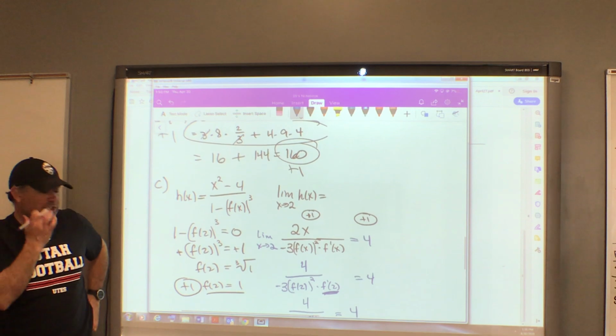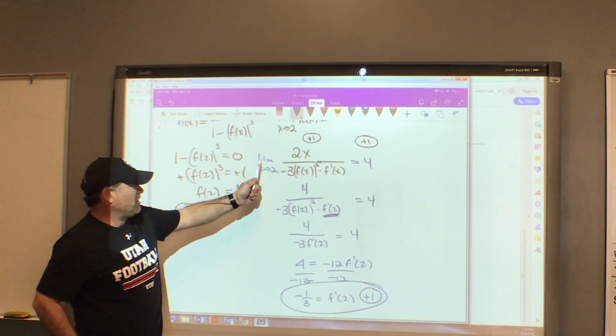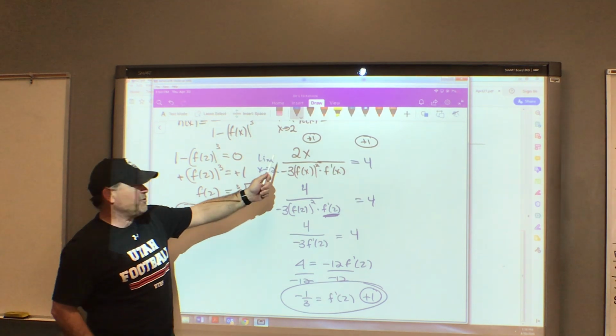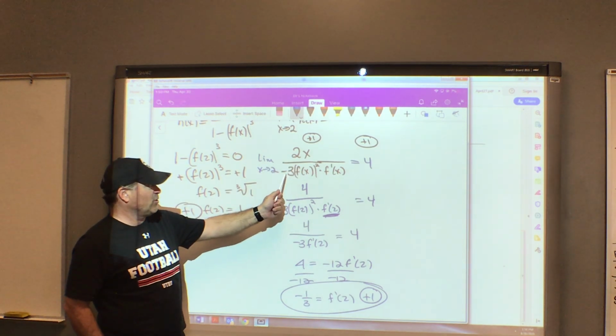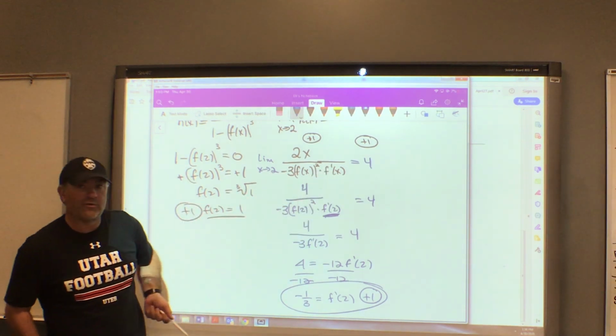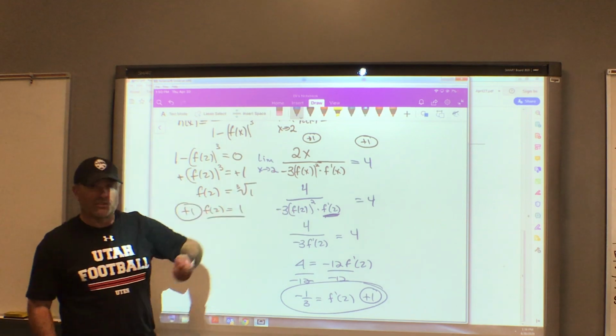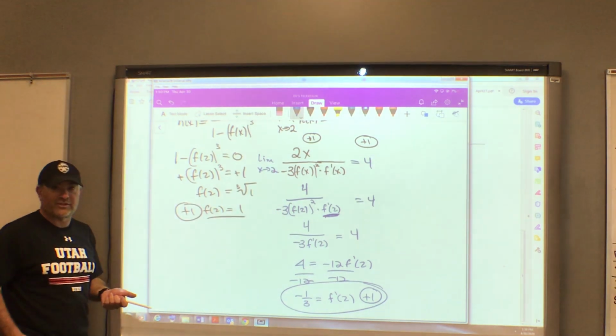And there's a lot of notation that you could mess up, which I did, right? I think that you have to have that in there. Or if you wrote 2 times 2 over negative 3 times f of 2 squared times f prime of 2 equals 4, you would be okay without actually taking the time to show that it was the limit. They're going to make that jump for you, I think.